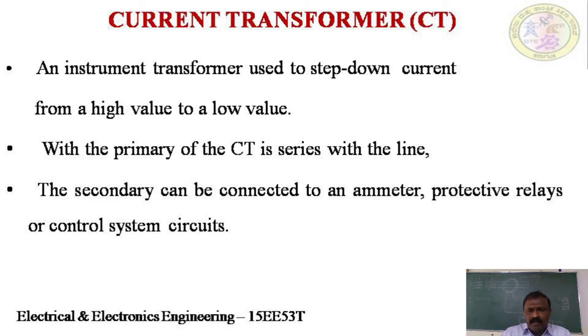The primary of the CT is in series with the lines, and the secondary can be connected to the ammeter, the protective relays or the control system circuits. This is the function of the current transformer. In order to measure the actual current, we have to reduce the current value, and that can be done by using the CT, or current transformer.